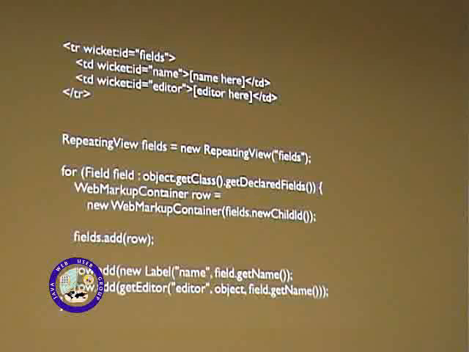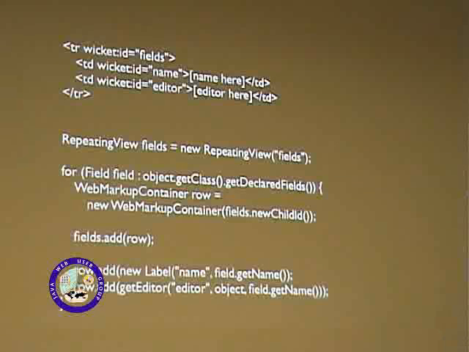Exactly. So we have this thing called web markup container. You don't see these if you're doing trivial Wicket development, but if you need a container object that doesn't actually do anything at all, just has children, then we can use this, which is what we're doing here. Our table row doesn't actually do anything by itself, it just contains a couple of other components. So we add this container component into our repeating view. For each reflected field in our class, we're adding in a new row.